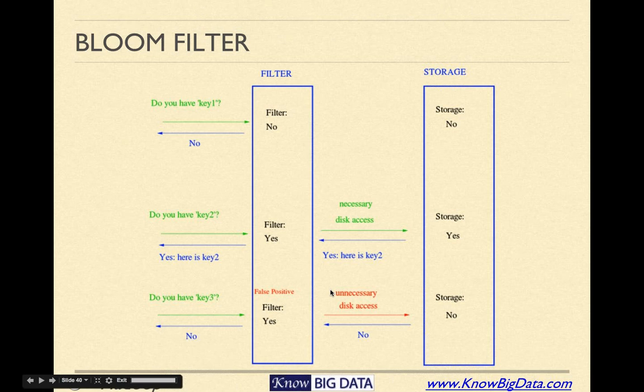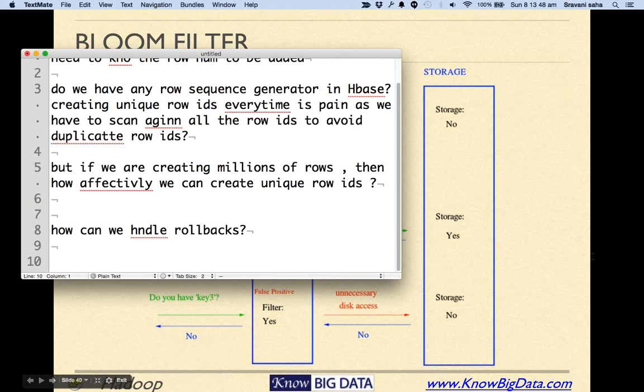A Bloom filter is kind of an algorithm or strategy such that our searching becomes faster.